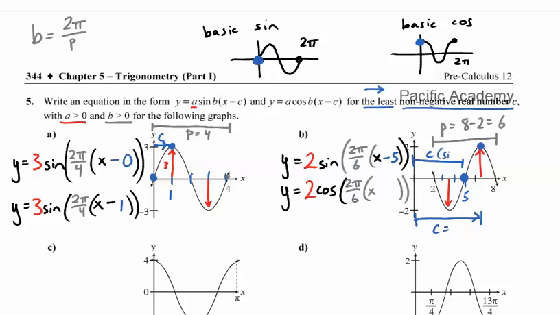So this is sine c and cosine. Cosine and sine have different c values. So that's 4, 5, 6. That should be halfway between 5 and 8. Because maximum is always halfway between 2 zeros, or 2 middle crossings. So that would be 13 over 2, or 6.5.